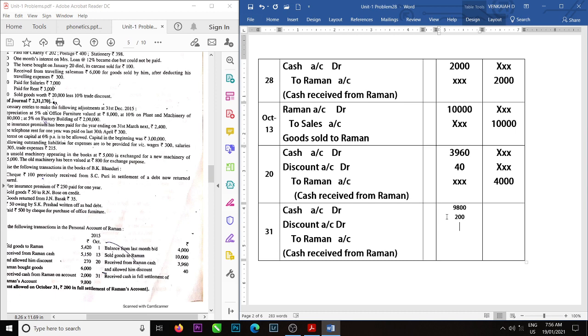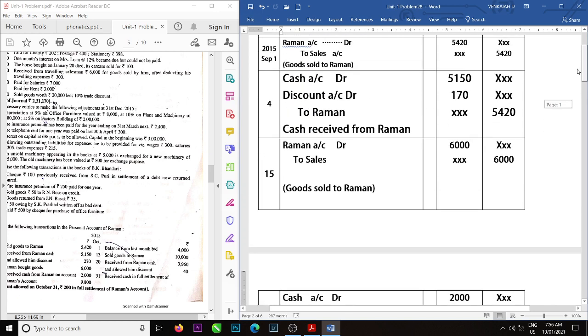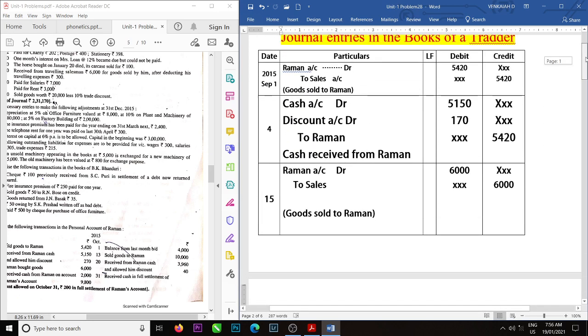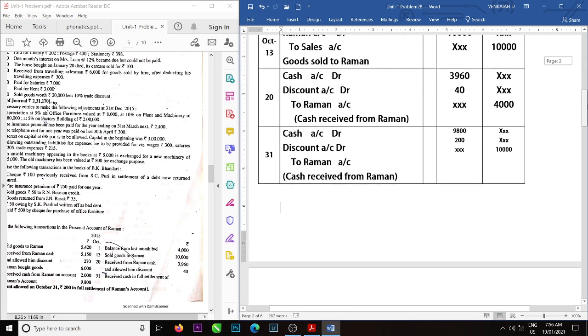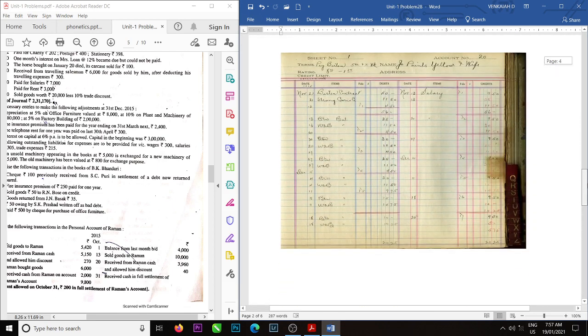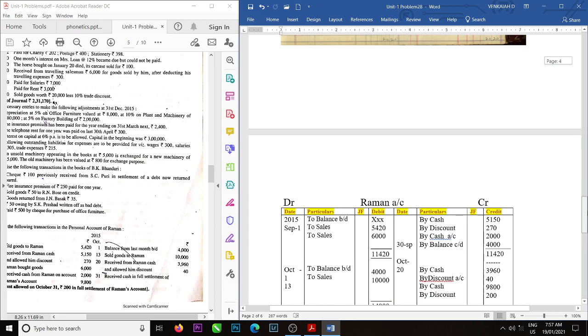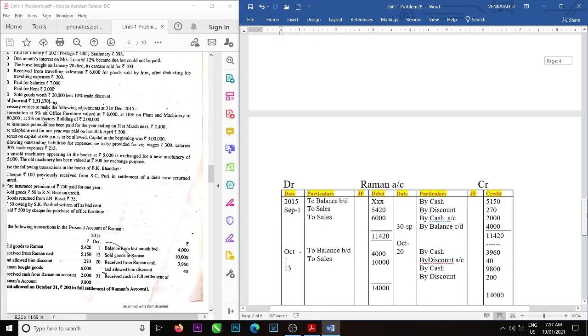Raman account due is 10,000. So out of 10,000 we received 9,800. The balance is treated as a discount. Students must write down the journal entries on your own. These journal entries will help you, and later you can check the posting. In the posting, you have to remember that in the account related to a particular party, we cannot use that account name.